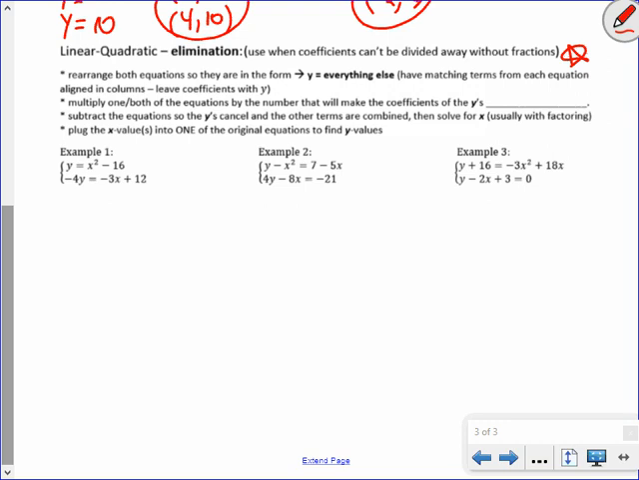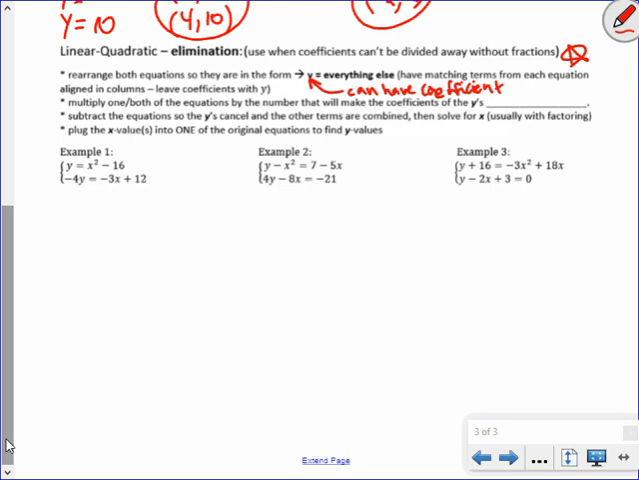So you're going to rearrange both equations so that they're in the form y equals everything else. For this situation, I just want to say you can have a coefficient. You might want to add that in. Okay.